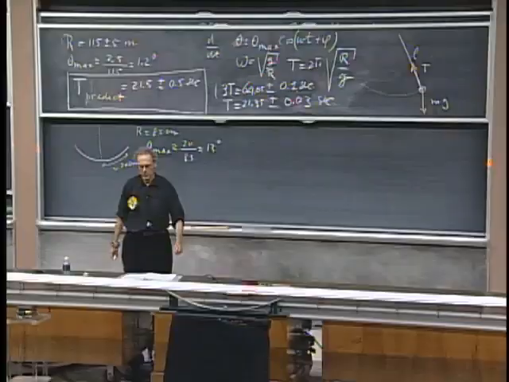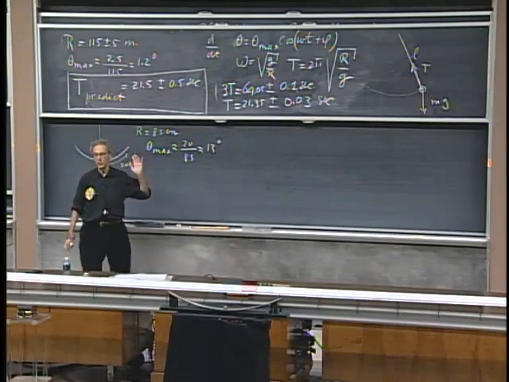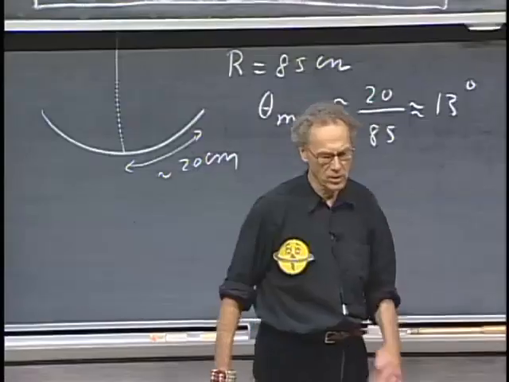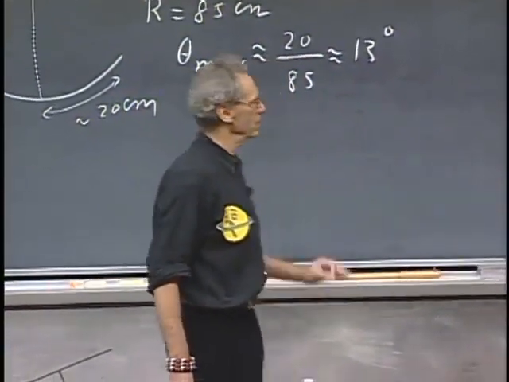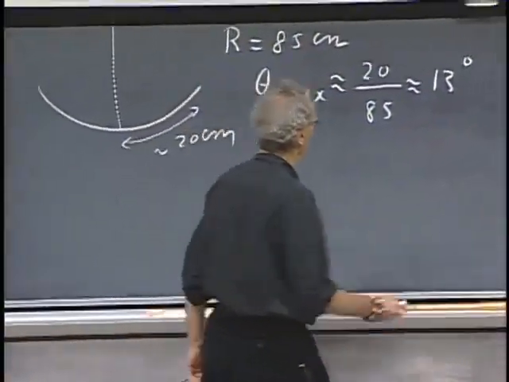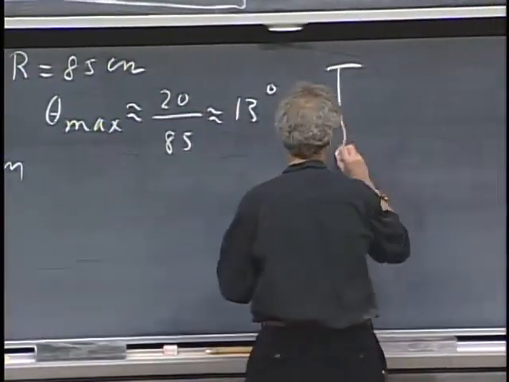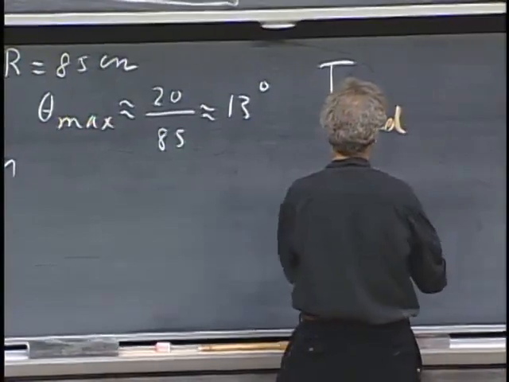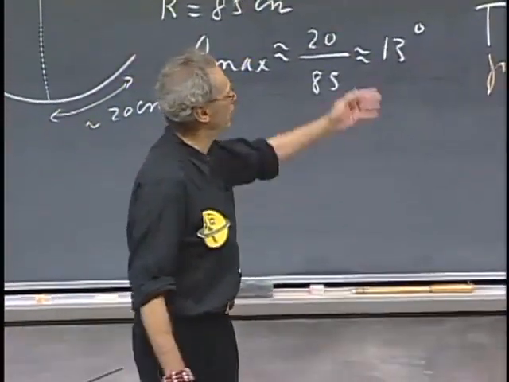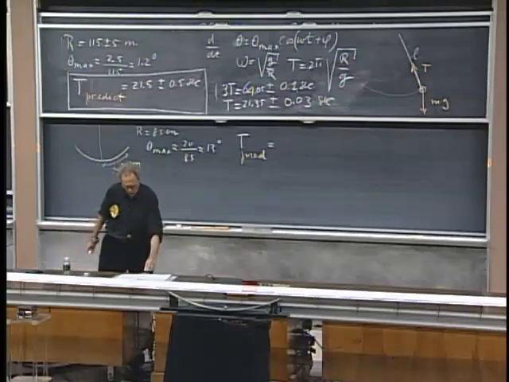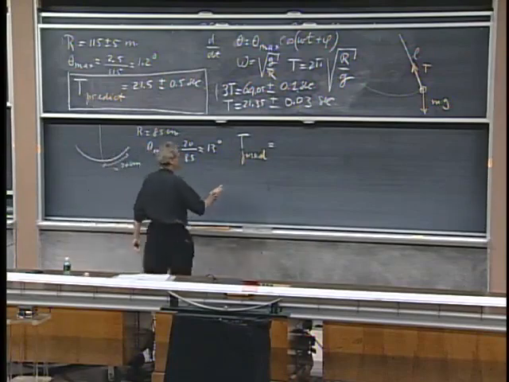13 degrees is not a bad situation, because the difference between cosine theta and 1 minus theta squared over 2 is less than 0.01%. It's that small. So I can make a prediction of the period of this oscillation, and you can go through exactly the same exercise. You take 2 pi times the square root of R over g, and you find 1.85.